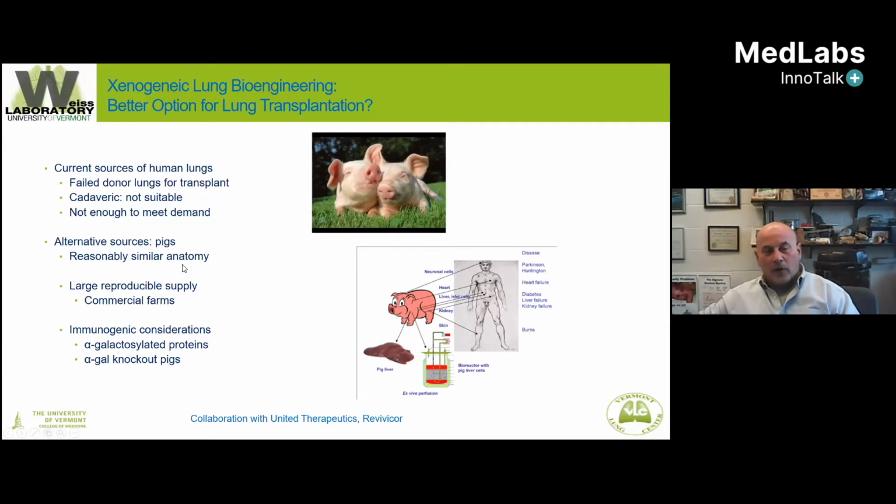Pigs have a fairly similar anatomy to human lungs, not completely, but close enough. There is a large reproducible supply from commercial farms. And then again, there are transgenic modified pigs that minimize the number of immune epitopes that would be recognized. So this again is a very exciting growth area.